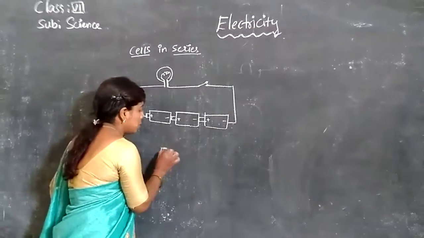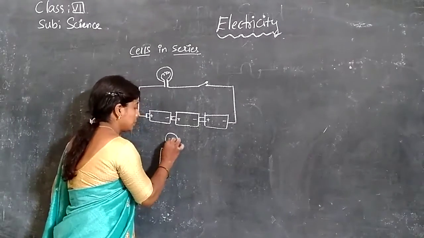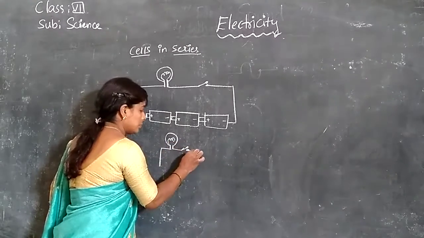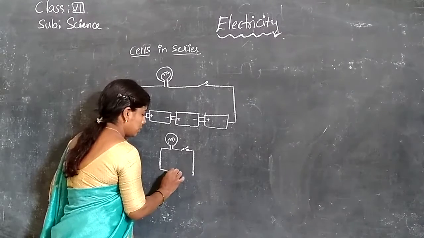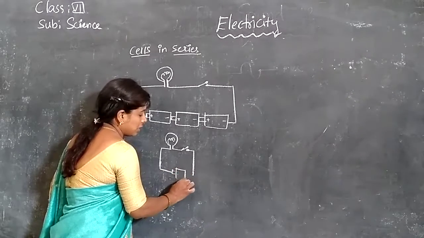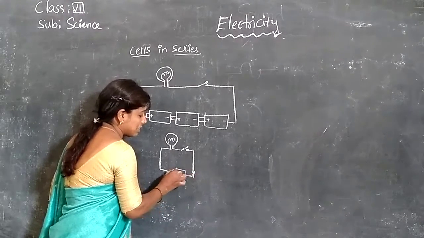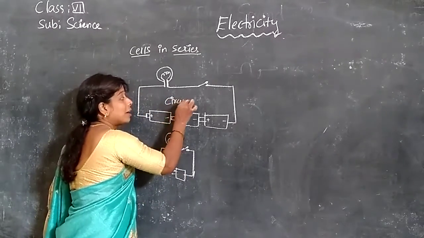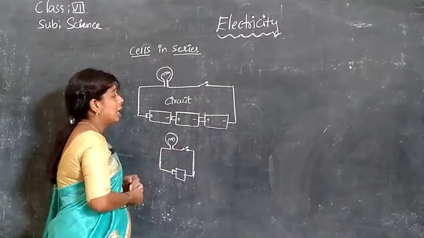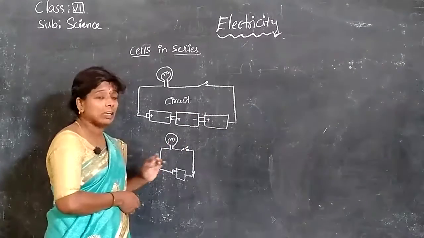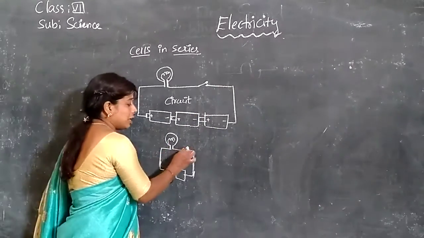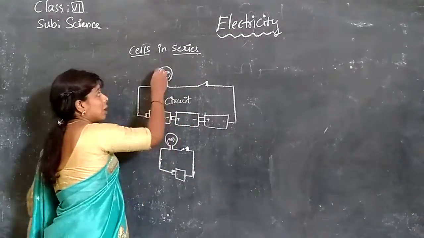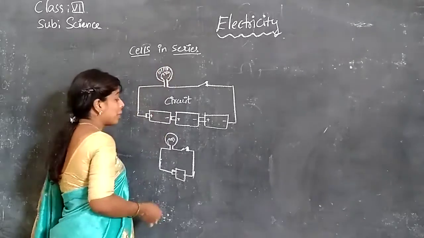Same circuit. This one I am using. This is a circuit now. It is also a circuit. But what is the difference here? This is a circuit, this is also a circuit. So when you close it, it becomes a closed circuit, current is passing. If you close it, the bulb is glowing.